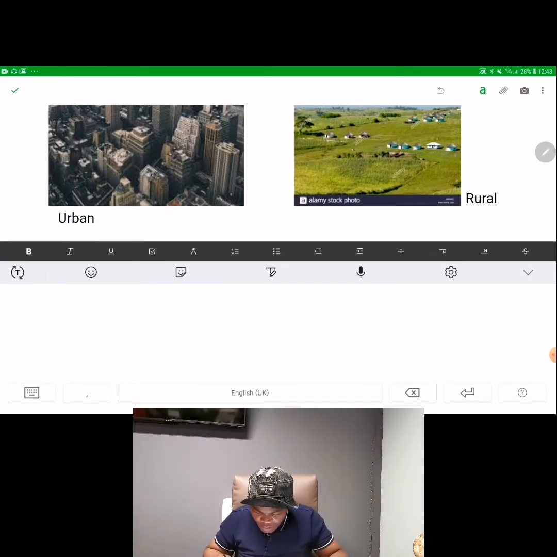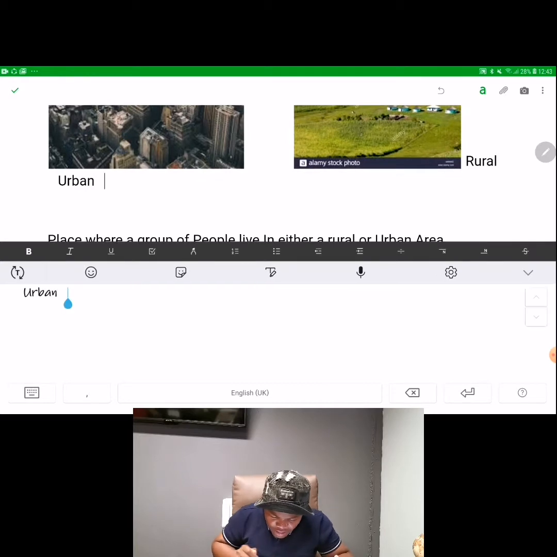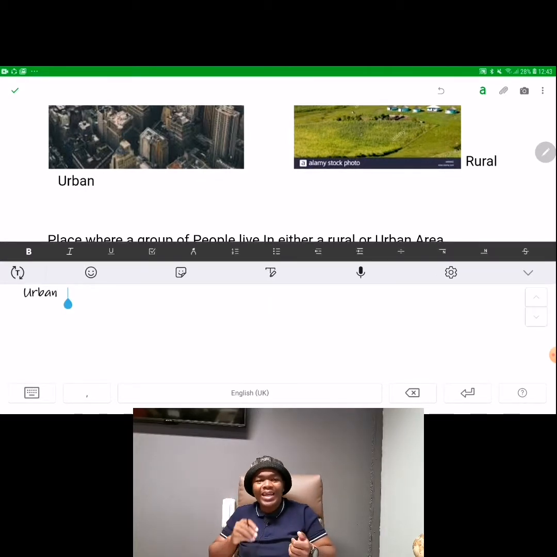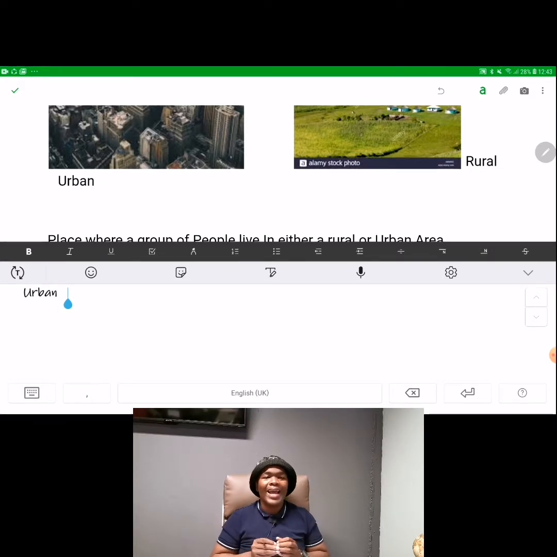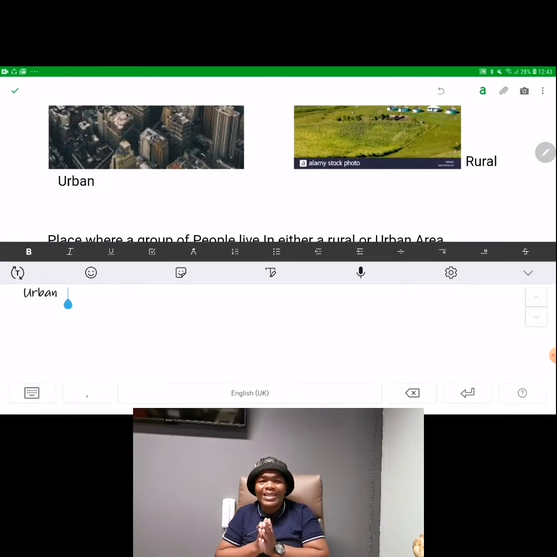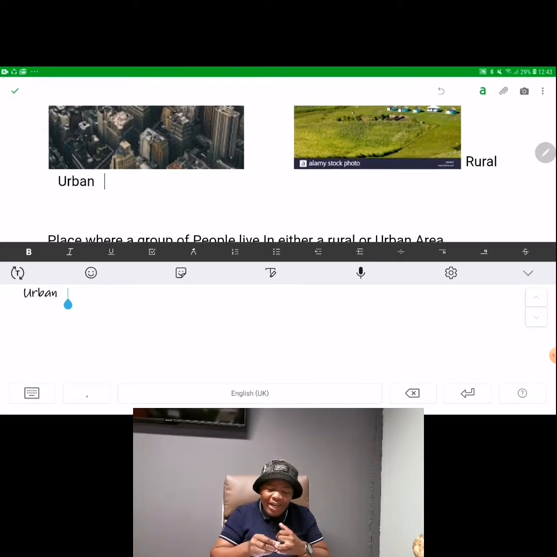So when we are speaking about an urban settlement, we are speaking about a settlement which is located in towns or cities, and it is multifunctional. When we are saying that it is multifunctional, we are saying that in an urban settlement, you can find your secondary activities, you can find your tertiary activities, and also your quaternary activities.